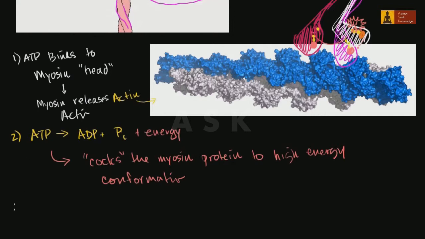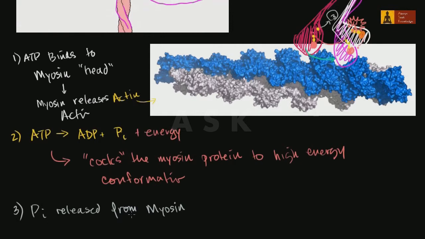In step 3, the phosphate is released from myosin. That's step 3 right there. That's a phosphate group being released. And what this does is release the energy of that cocked position, and it causes this myosin protein to push on the actin. This is the power stroke. If you imagine an engine, this is what's causing the mechanical movement.